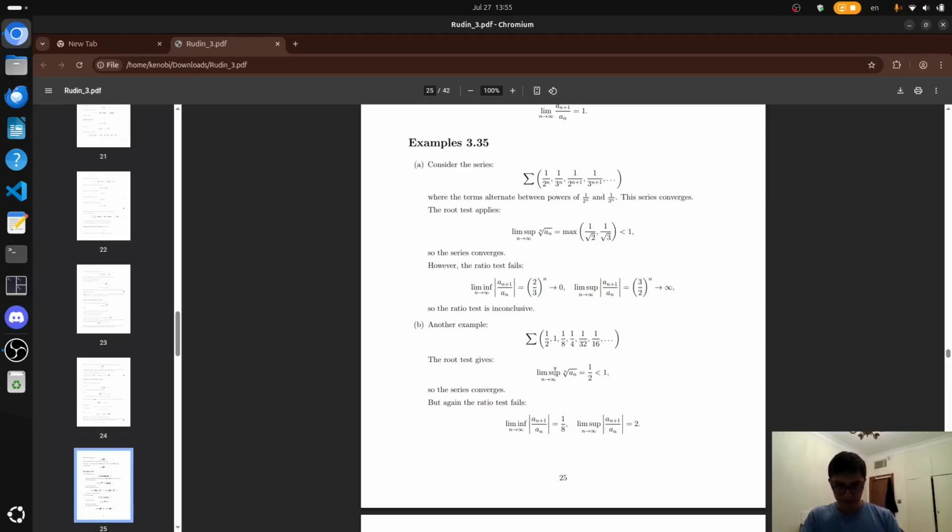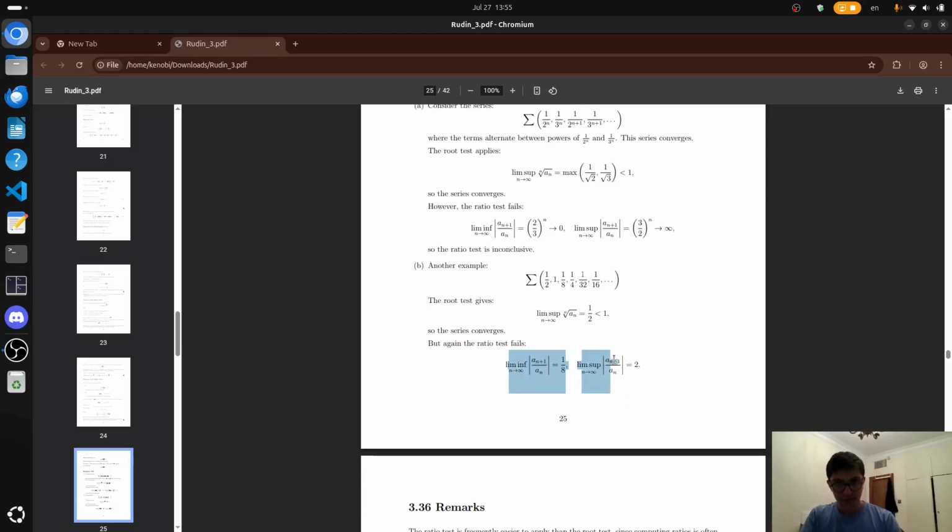But here, lim inf is going to give you 1 over 8, because the infimum is each 2 terms repeated, right? So 1 over 8 over 1 is going to be 1 over 8, and the other one is going to be 1 over 1/2, which is equal to 2. Because the ratios of each 2 terms separately is going to be equivalent for all terms of the series. So that means it fails because one is less than one, the other is greater than one.